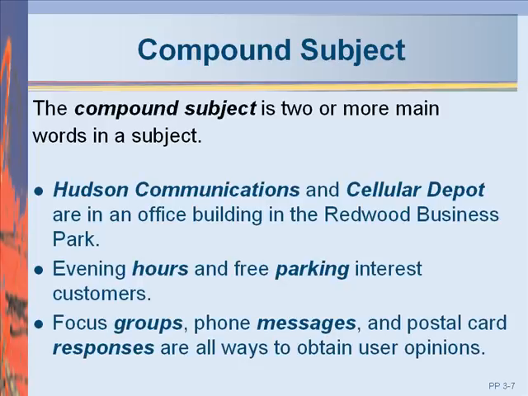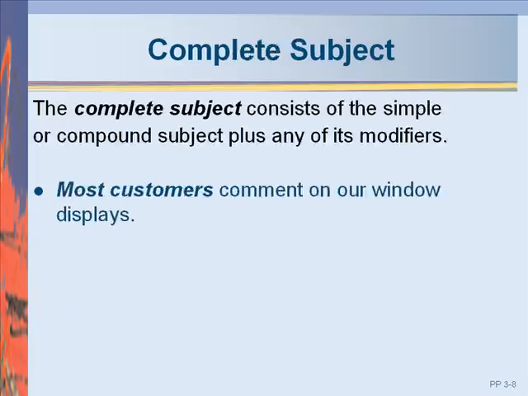In this example, we have three subjects: groups, messages, and responses. Focus describes groups, so it's an adjective. Phone describes messages, so it's an adjective. Postal and card describe responses, and they're adjectives. The predicate is a linking verb, are.